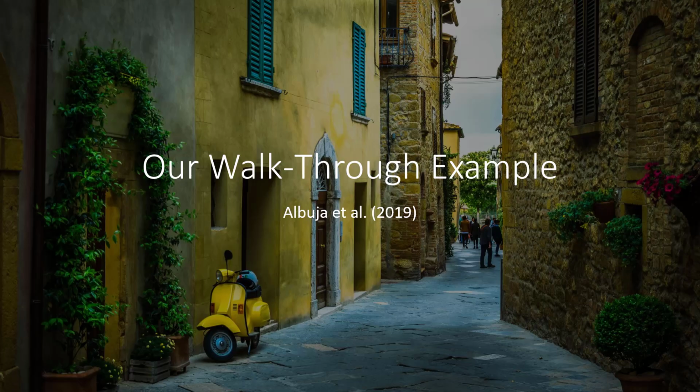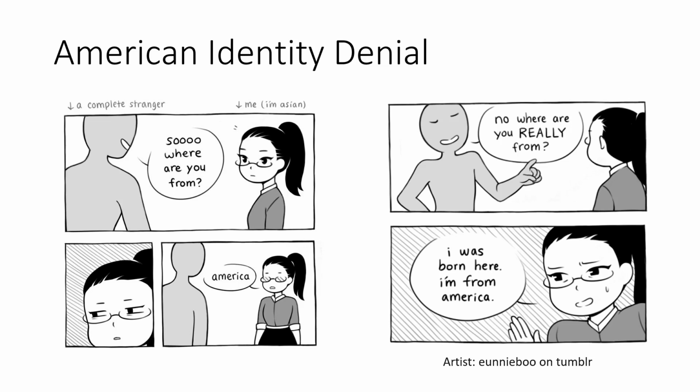For our JASP walkthrough, we'll be analyzing data published by researchers Al-Buha and colleagues in 2019. They conducted a series of studies to better understand the impact of identity denial on people with either bicultural or biracial identity. And I'll explain more about what that means. We will only be analyzing a portion of their overall study, so check out their publication to learn more about their work. Let's talk about what identity denial is.